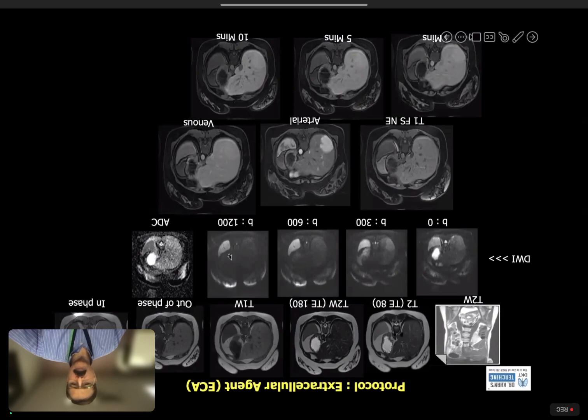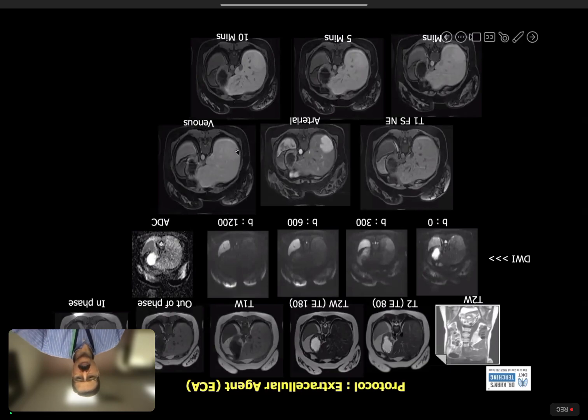Please remember that hemangioma is a benign lesion but will show high signal on high B value, just like this spleen. Now, after that, we do a fat saturated T1 pre-contrast. Then we use an auto injector. We give contrast and do arterial phase, venous phase, 3 minute delay, 5 minute delay, 10 minute delay.